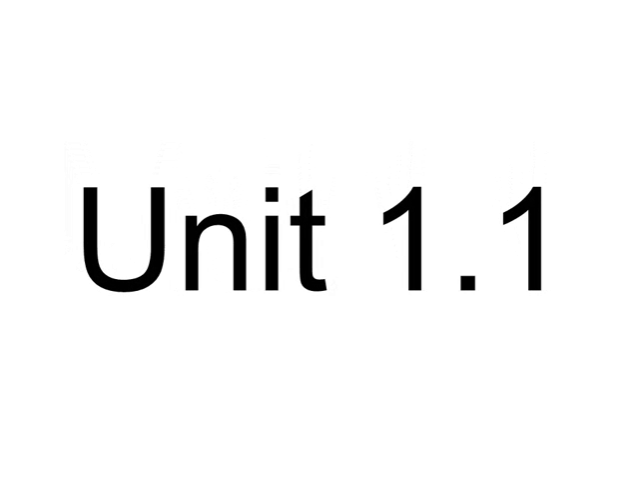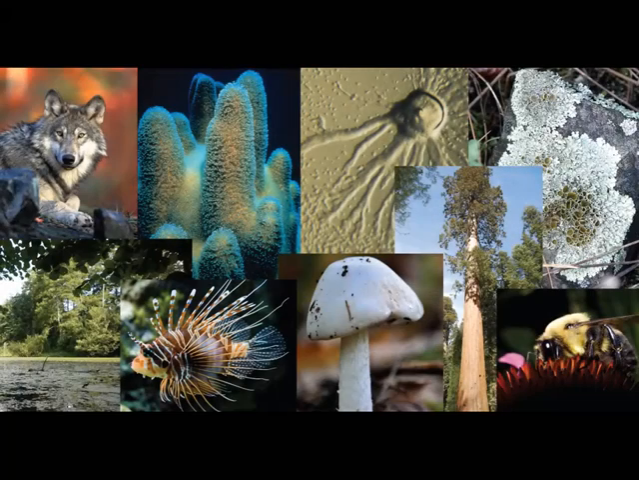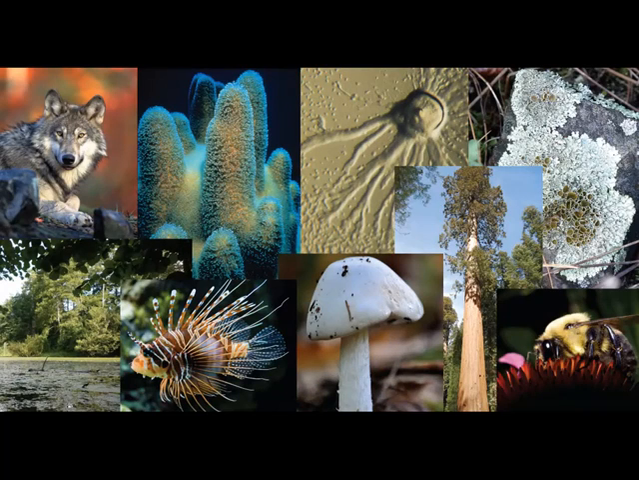Hello and welcome to Unit 1.1, Monomers and Polymers. I will begin by quickly outlining what Unit 1 is all about. All life on Earth shares a common chemistry. This provides indirect evidence for evolution.